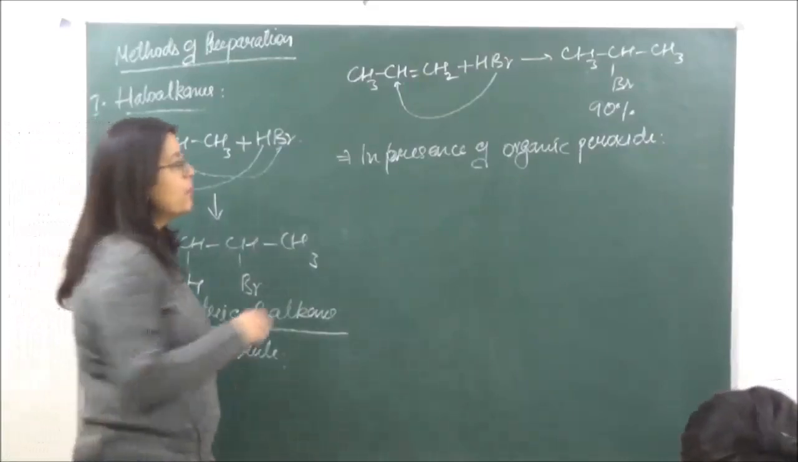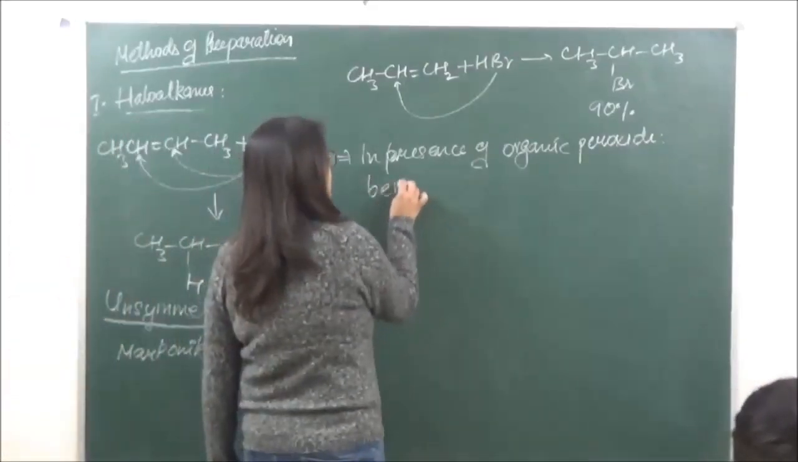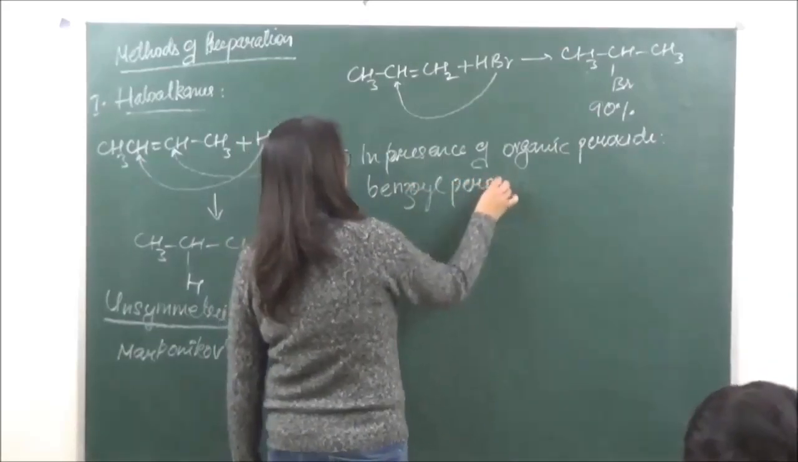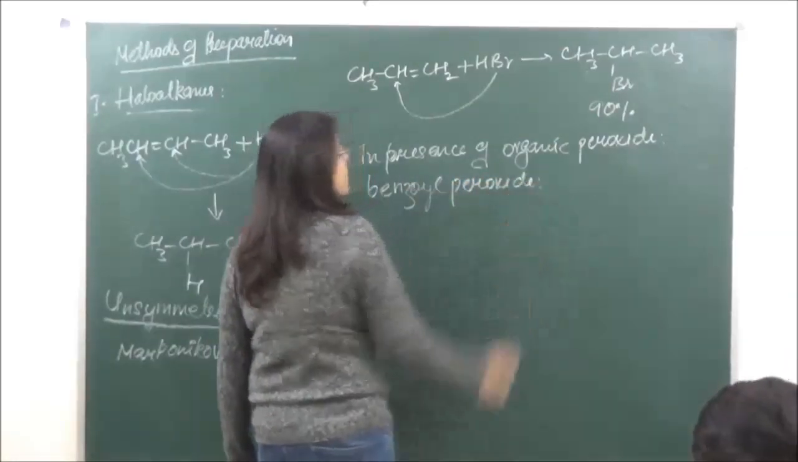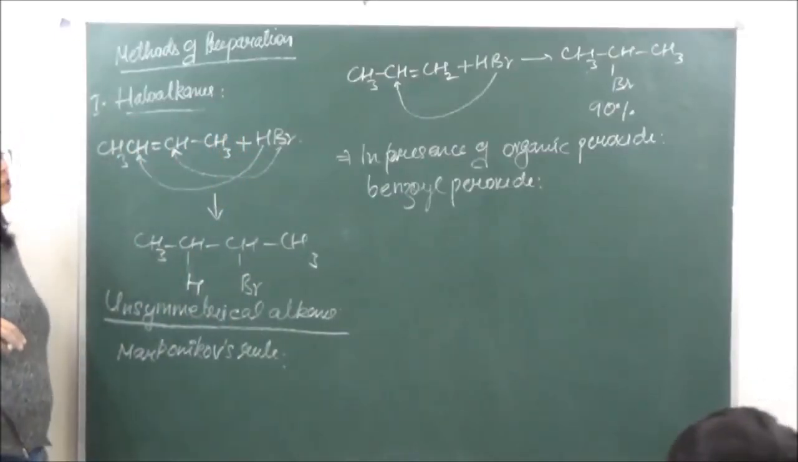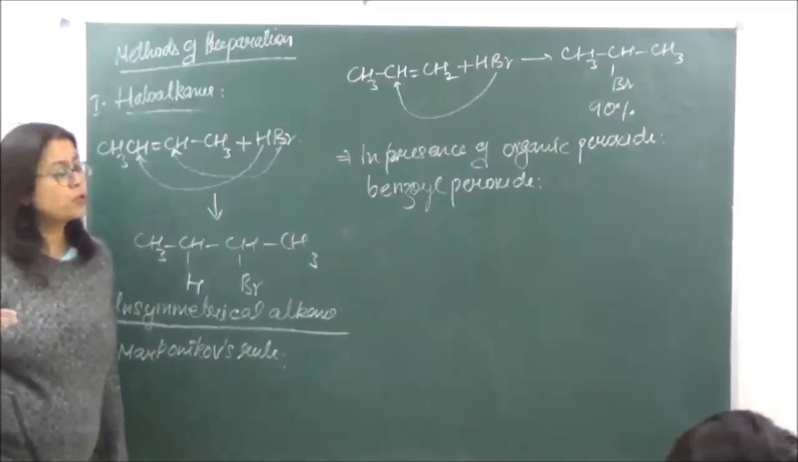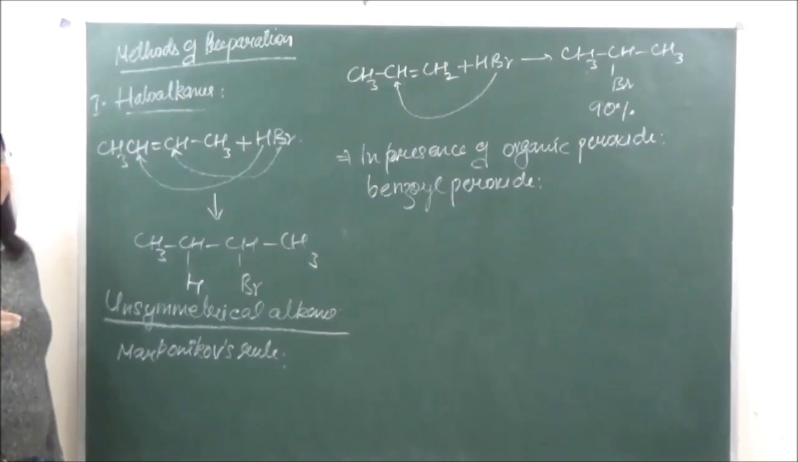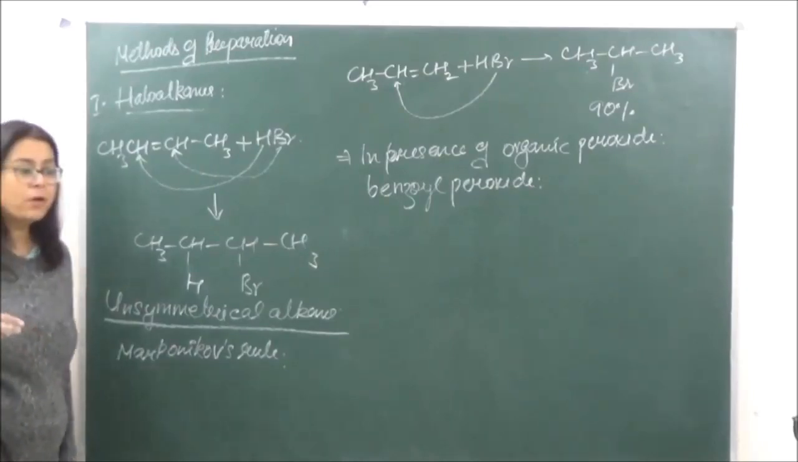So organic peroxide, say we are taking over here benzoyl peroxide. According to this rule, the anti-Markovnikov's rule, in the presence of a peroxide, the negative part of the halogen acid will attack at the carbon atom with the greater number of hydrogens.